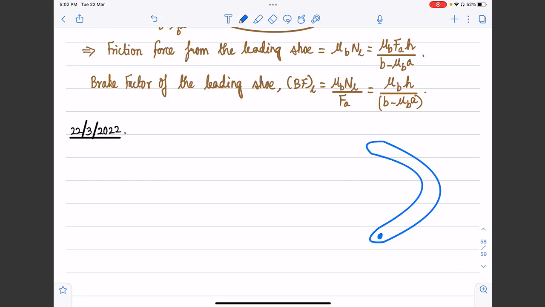And once again, let's say F_A is the actuation force that acts on the trailing shoe. And then we lump all the normal load that is acting on the trailing shoe interface by a single force. Let's call this N_T. And the friction force mu times N_T is going to be perpendicular to this. So consequently, we ask ourselves once again, what will be the direction of this friction force?